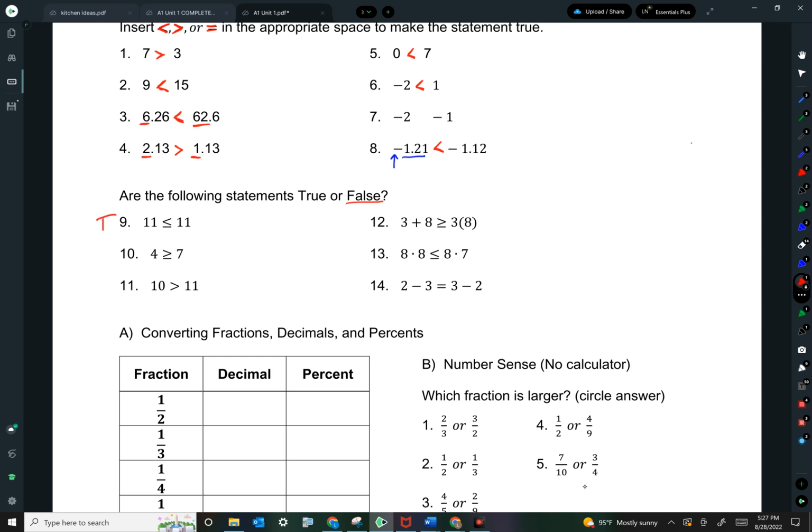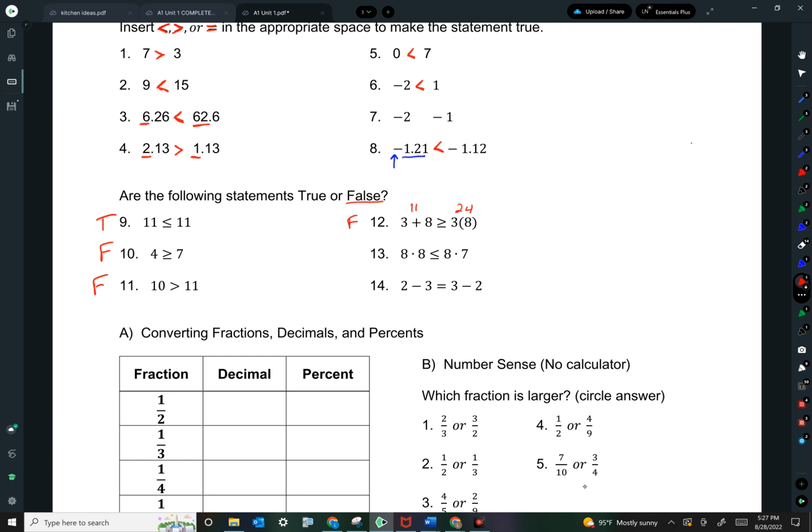Is 4 greater than or equal to 7? Well, of course not. That's false. Is 10 greater than 11? Of course not. That's false. Number 12, is 3 plus 8 greater than 3 times 8? So you could think of that as 11 and 24. And of course not, 11 is not greater than 24. So that is false.